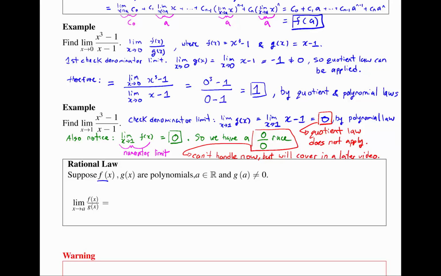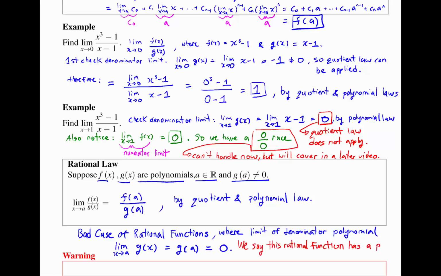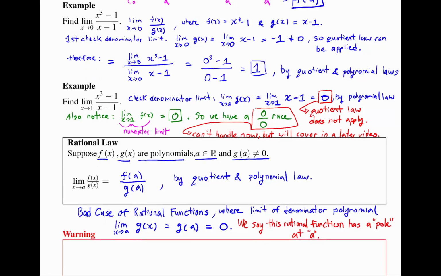So suppose that f and g are polynomials and a is a real number and g of a is not equal to 0. Then the rational law says that the limit as x goes to a of f of x over g of x is just equal to f of a over g of a. And this is by the quotient and polynomial laws. Now for this bad case of a rational function f over g, where the limit of g is 0, in other words, g of a is equal to 0, we would say that this rational function has a pole at a. Which brings us to our final warning.